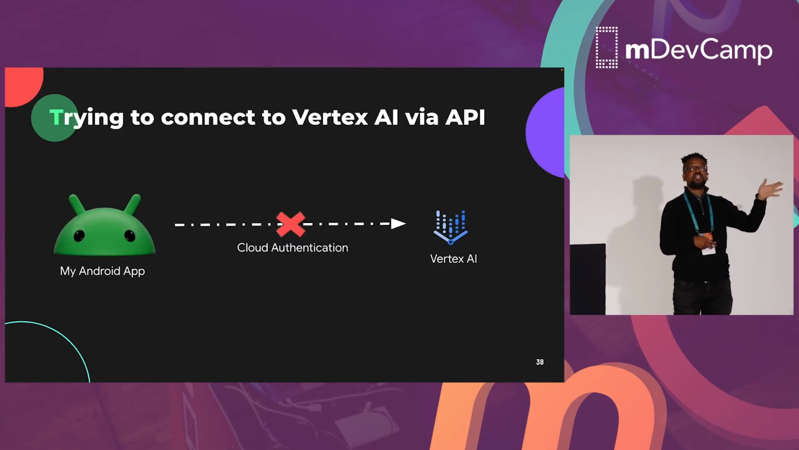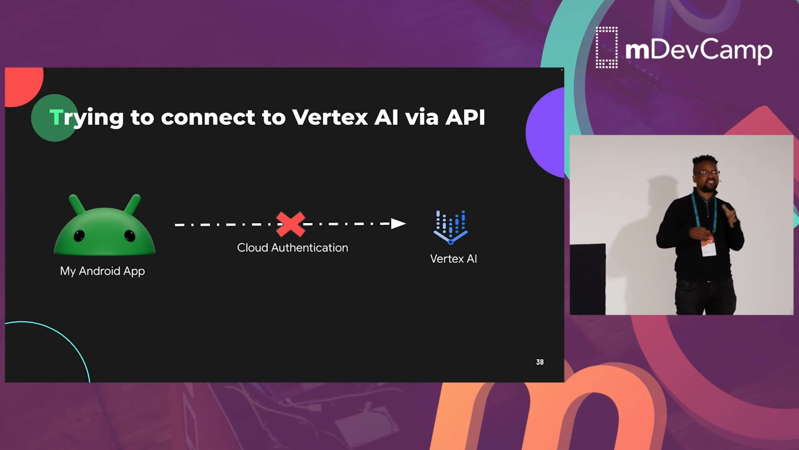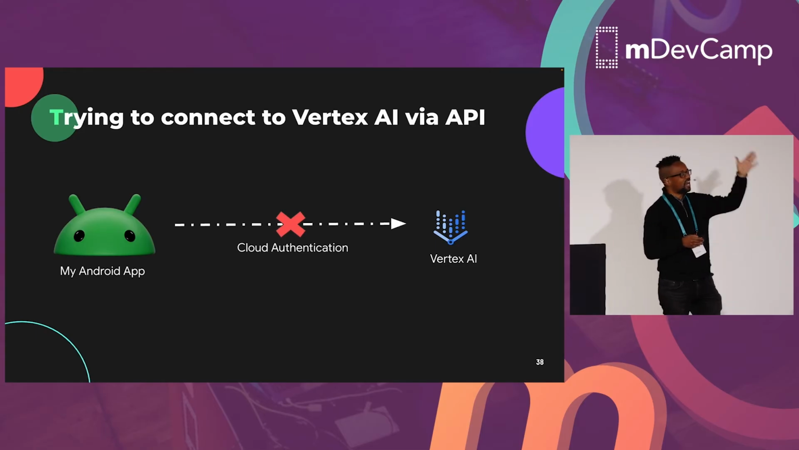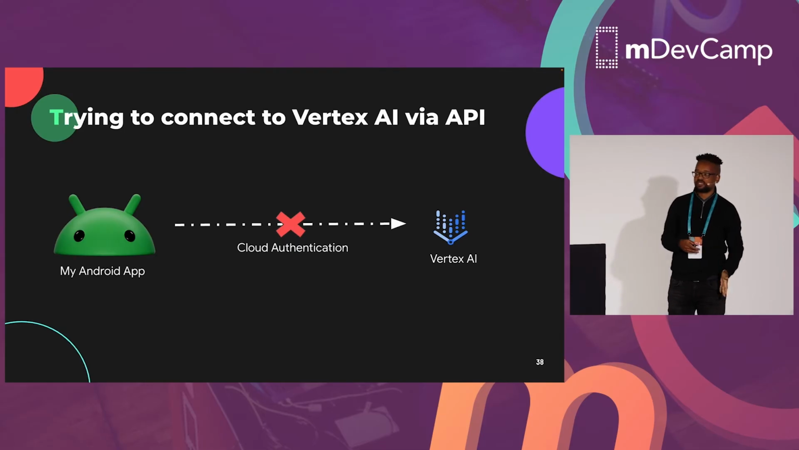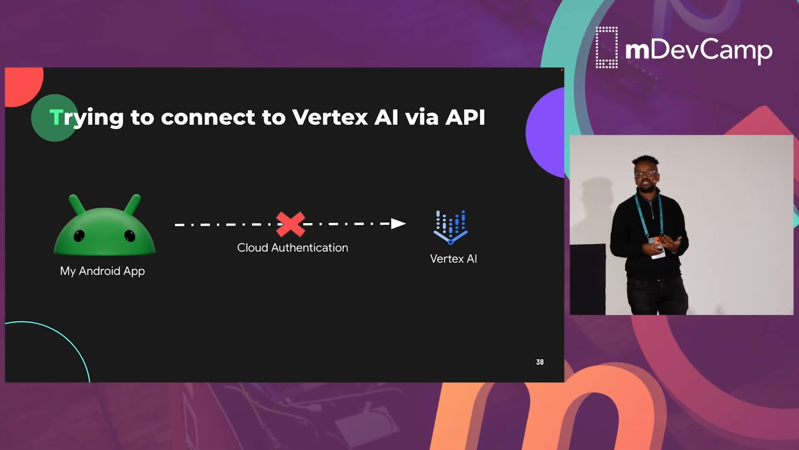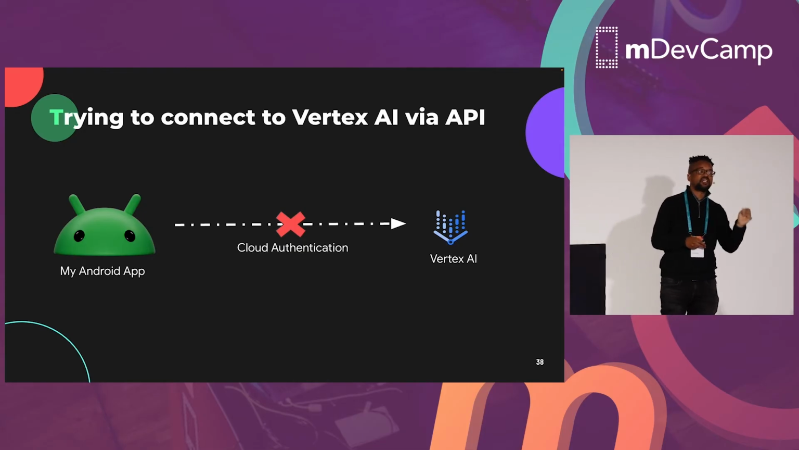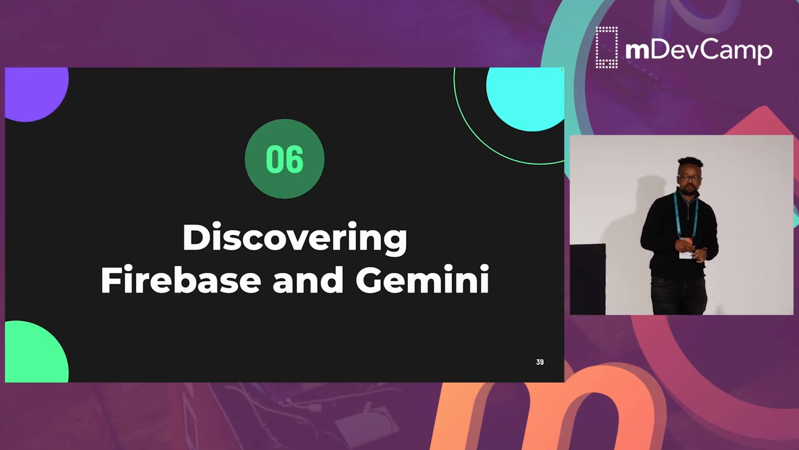So I tried to connect to Vertex AI. This was my issue. I'm trying from my Android app using the code that it provided. I tried to tweak it as much as possible. I just could not get past the authentication part. It just kept failing. And this was actually frustrating. I tried searching for answers, but I just couldn't find the answer that I was looking for. But then I stumbled upon something else.